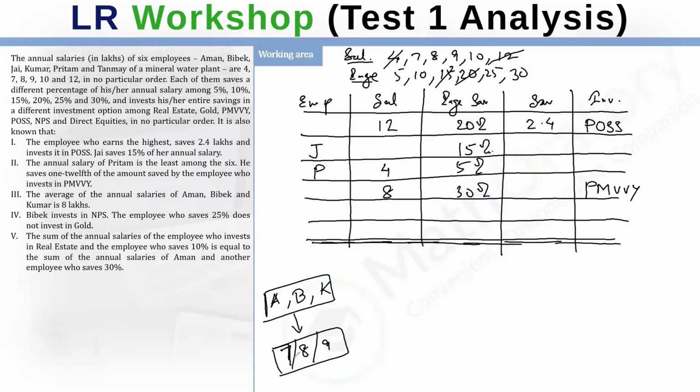Okay. Next, fourth point, Bibek invests in NPS. Okay, none of these 4 could be Bibek then. I mean, these 2 cannot be Bibek any which way, and these 2 are different investments. So Bibek has to be another row. So Bibek invests in NPS. So this is good. So now I know this is either A or K. So let me keep that. Maybe I require that later on. So this is either A or K because 7, 8, 9, if you remember, this cannot be Bibek. The employee who saves 25% does not invest in gold. So 25% has to be one of these 2.